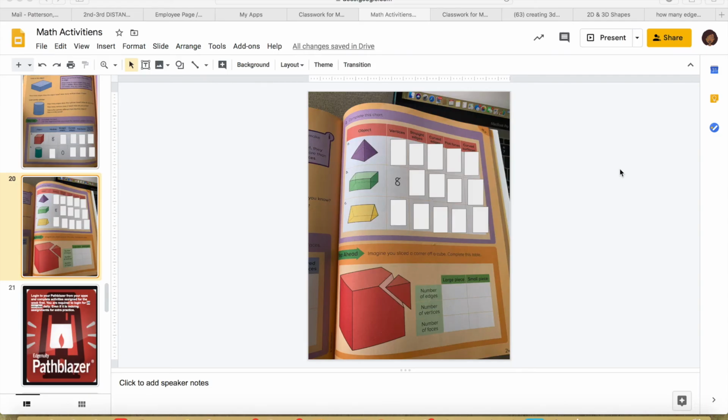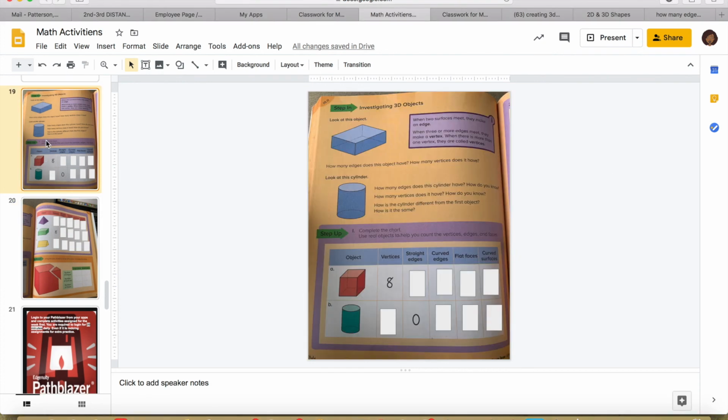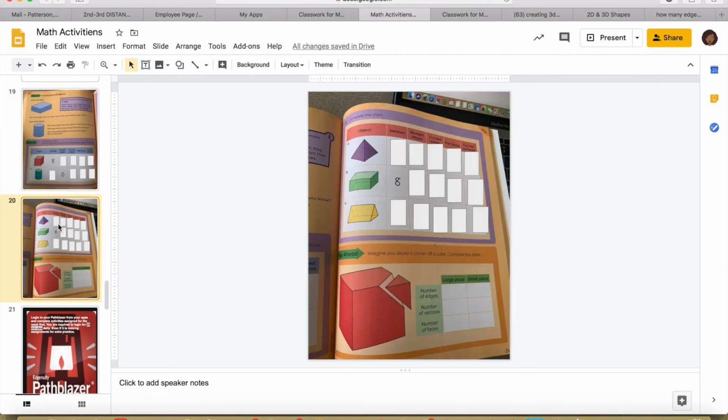All right, so let's look at the next page. We just did one together on this page. Let's look at this page. So let's look at C, because we haven't really talked about that shape. So let's go ahead, and it wants us to look at our vertices first. So let's go ahead and count them. Remember, those are our corners.